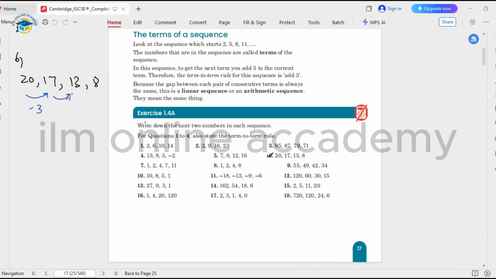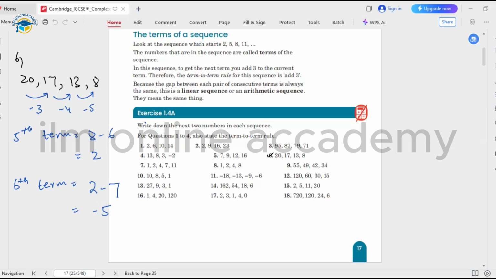Now from 17, I need to check what to subtract to get 13. So I need to subtract 4. Now from 13, I need to subtract 5 to get the next term, 8. For the fifth term, from 8 I'm going to subtract 6. So 8 minus 6 will be 2. This is your fifth term. Now finding the sixth term of the sequence: from 2, I'm going to subtract 7. So 2 minus 7 will be negative 5. In this way as well, the next two terms are possible to find.